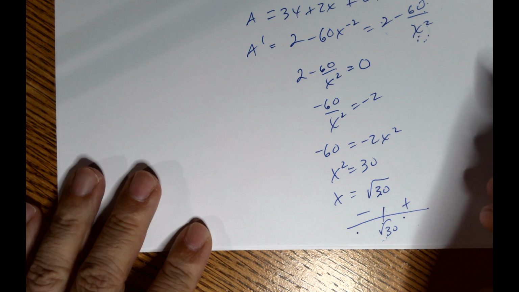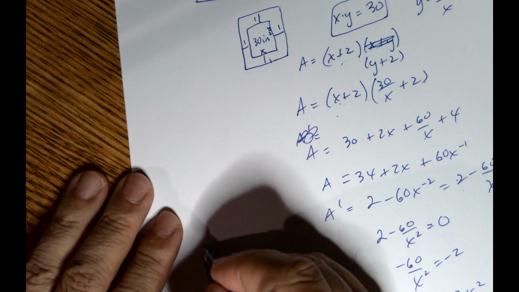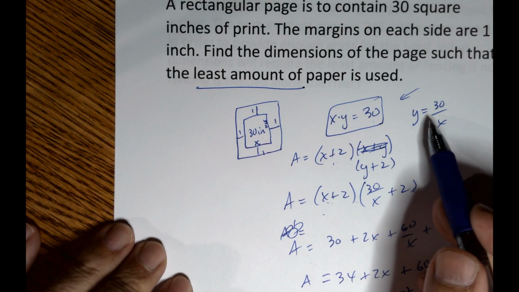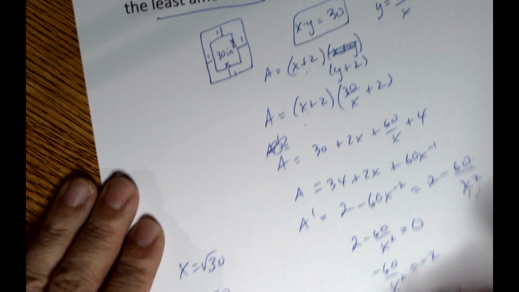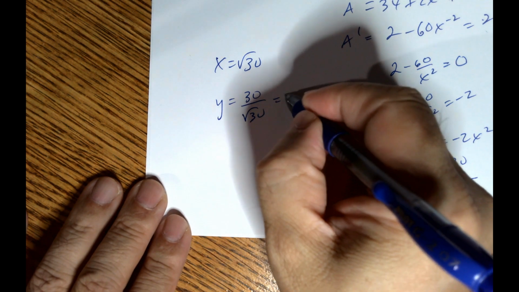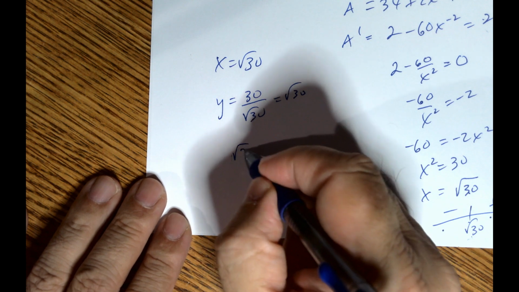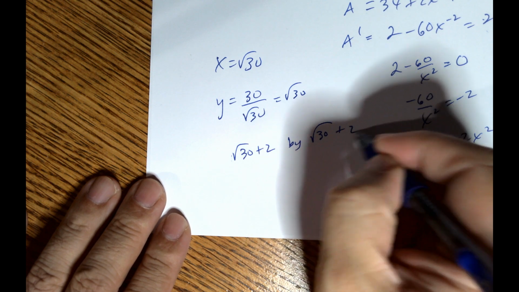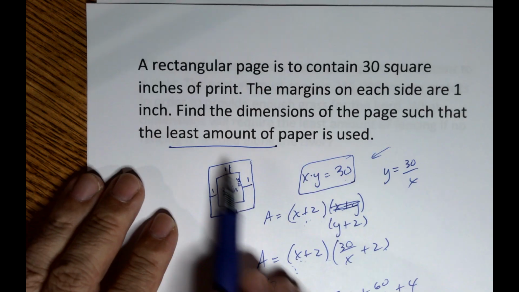Okay. So what are we doing now? So that was square root of 30. So x equals square root of 30. And remember here, we had this equation, y equals 30 over x. So y equals 30 over square root of 30. Basic algebra, that's equal to square root of 30. So the dimensions of the paper is square root of 30 plus 2 by square root of 30 plus 2. Remember, the square root of 30 is the dimensions of the inside. Square root of 30 plus 2 is dimensions of the outside. It's looking for the outside.